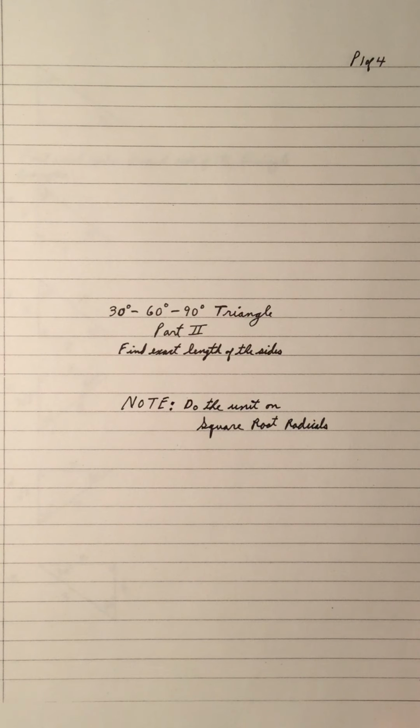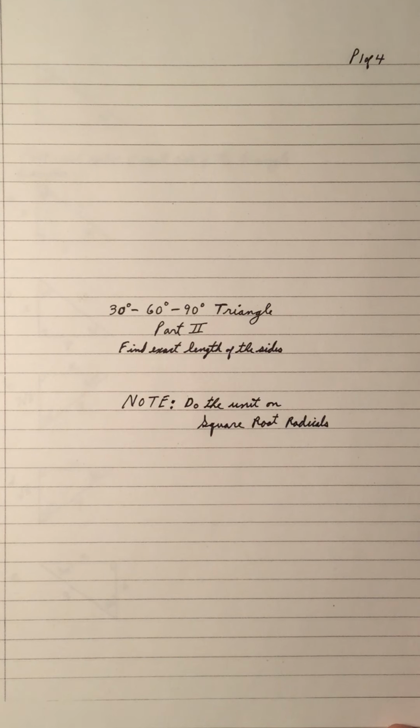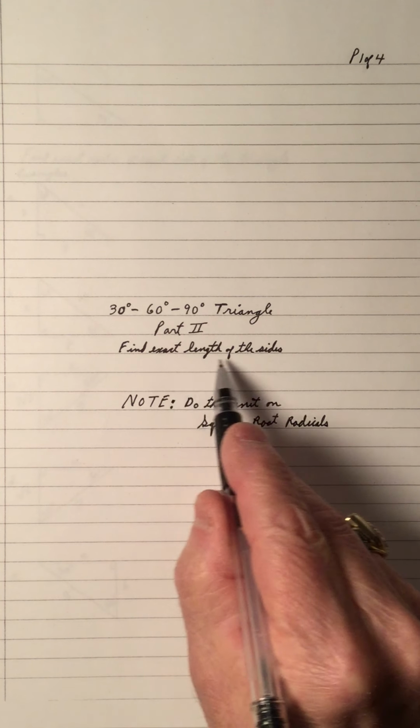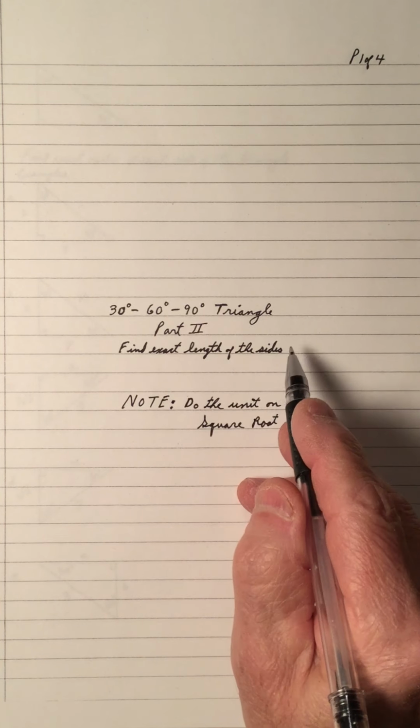Hi, welcome to my video on the 30, 60, 90 right triangle, part 2. Find the exact length of the sides.